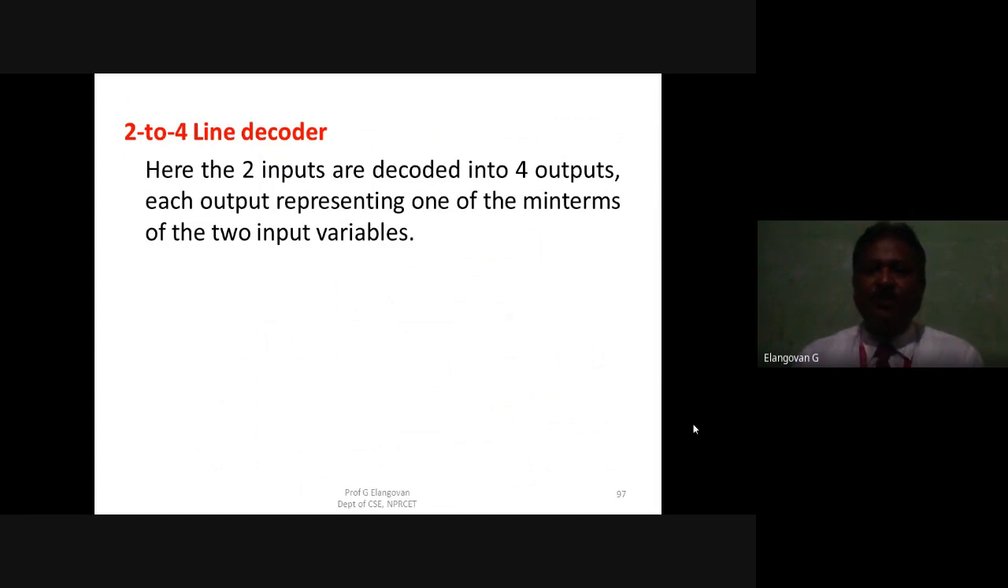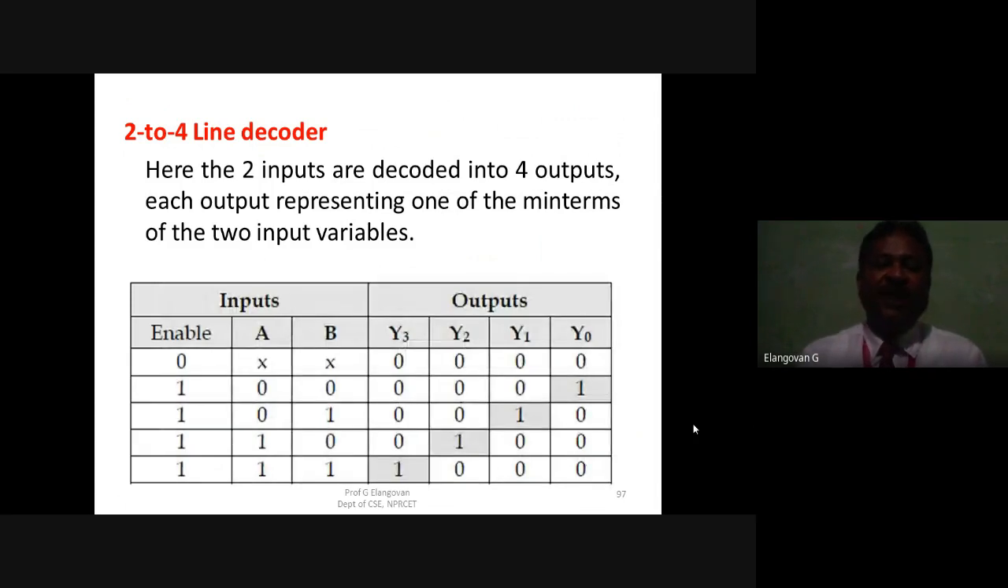There are 2 inputs and 4 outputs, and each output represents a minterm of the 2 input variables. If the enable is 0, nothing is valid. If the enable is high, depending on the input value, the particular output goes high. If both inputs are 0, Y0 is active high. If both are high level, Y3 is active high.